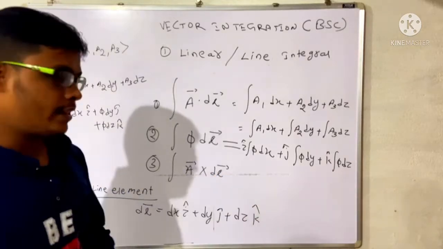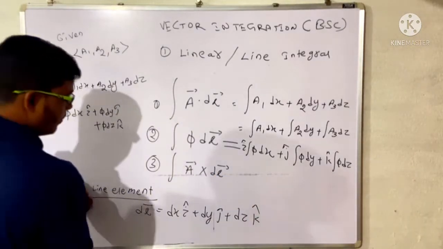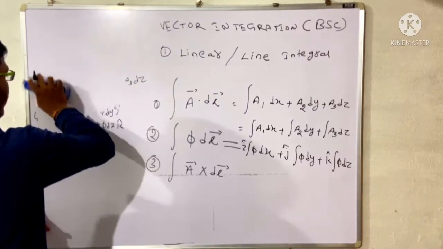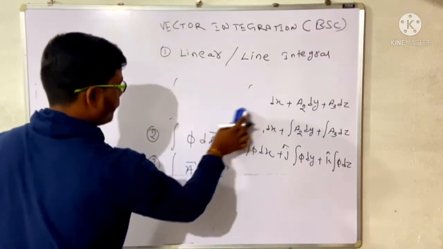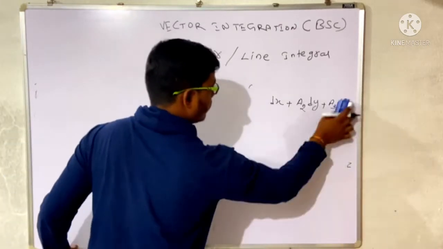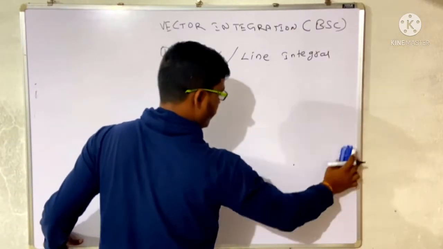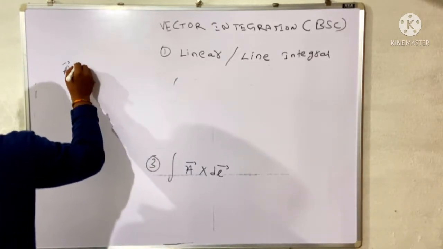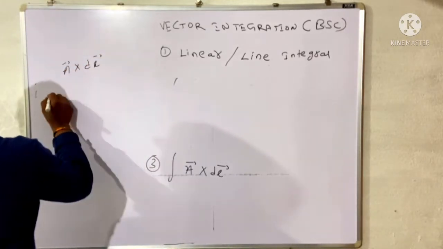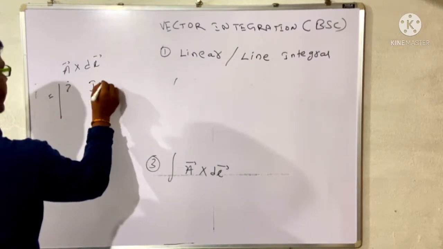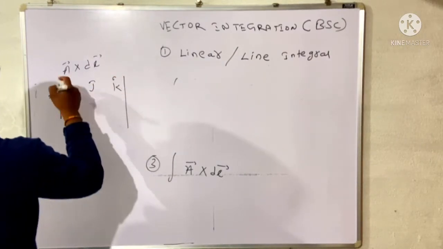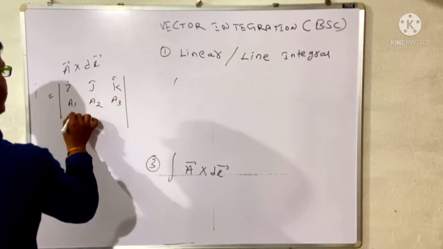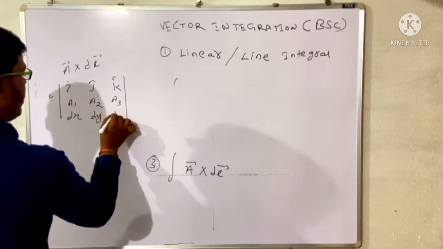Then a cross dl, you can calculate its value using the cross product. So what is a cross dl? To do the cross product, we have i cap, j cap, k cap. The a components are A1, A2, A3, and the dl components are dx, dy and dz.